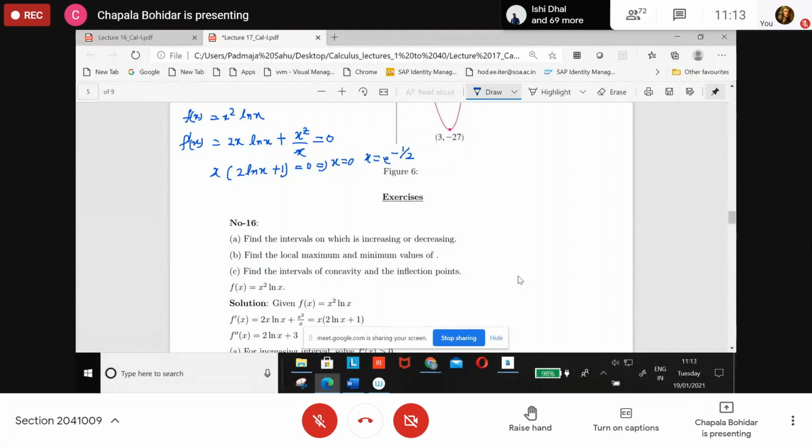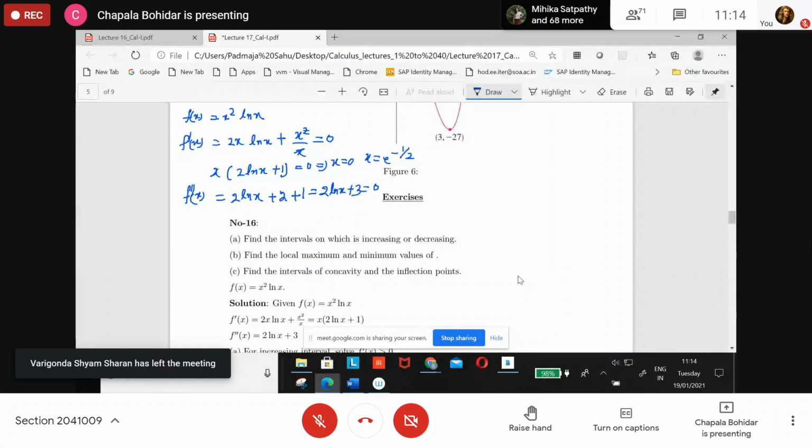Again, I am writing here f double dash. I am solving it now. Then after that, I will do f double dash x. It is 2 ln x plus 1, where the derivative of 2x ln x by x is 2, then plus 1. So this is equal to 2 ln x plus 3. Clear? If you put it equal to 0, then the value of x is equal to e to the power minus 3 by 2. Clear to all of you?